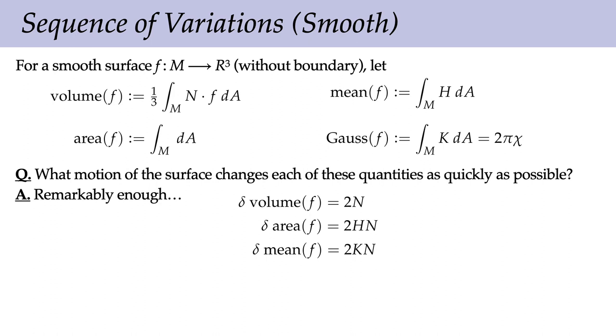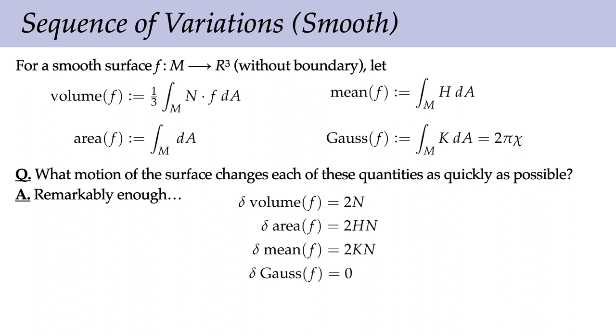If I want to increase the total mean curvature as quickly as possible, I should move in the normal direction with speed proportional to Gaussian curvature. And if I want to increase the Gaussian curvature as quickly as possible, well, I'm out of luck because Gauss-Bonnet says it'll never change. No smooth motion of the surface could possibly change the Gaussian curvature.